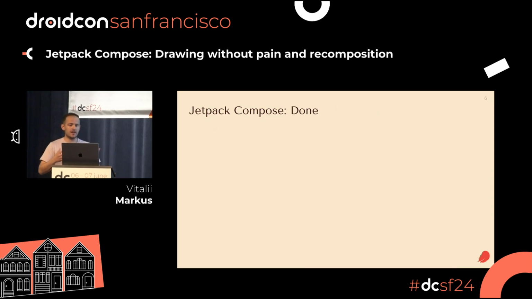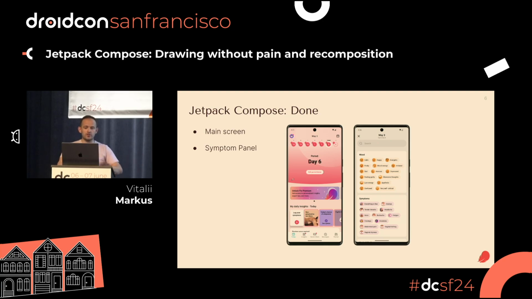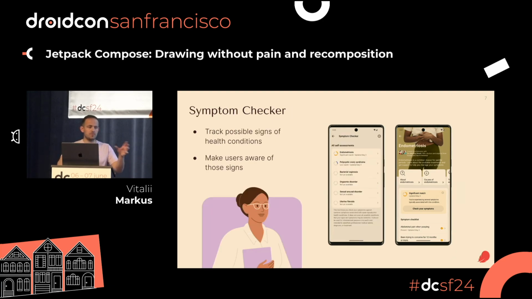So what we've already done is quite large and significant. We completely redesigned the whole main screen using Jetpack Compose, created a symptom panel where users can log their symptoms, moods, and other life events, and introduced a symptom checker feature. This feature is based on various user data collected automatically and manually from the chatbot dialog and provides the match probability to one of the predefined conditions. On this screenshot, you can see that the user has a significant match for endometriosis.